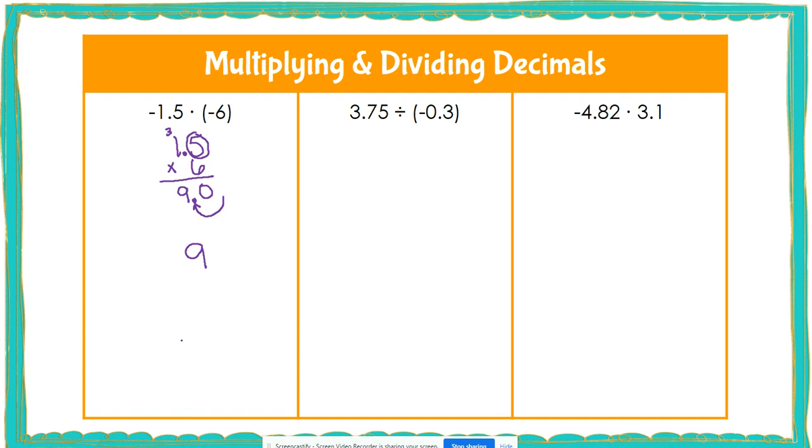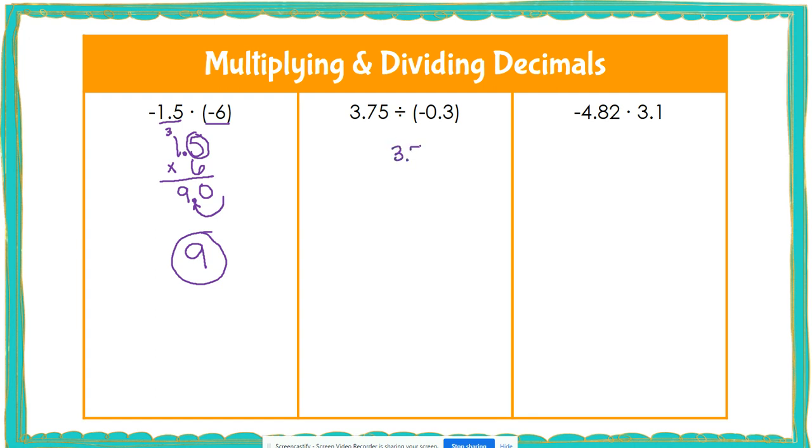Now I need to make sure that I have the correct sign. My problem shows that I'm multiplying a negative by a negative, so I'm multiplying with the same sign. When I multiply with the same sign, my solution should be positive. So my solution is going to be positive 9. Now let's look at 3.75 divided by negative 0.3. For this, I notice that I'm dividing a positive by a negative. Since I am dividing a positive and a negative, those are different signs, so I know that my solution is going to be negative. Now I just need to find out what that solution is.